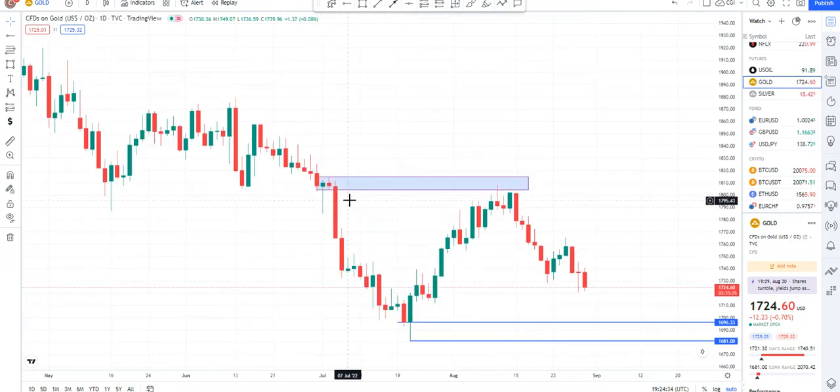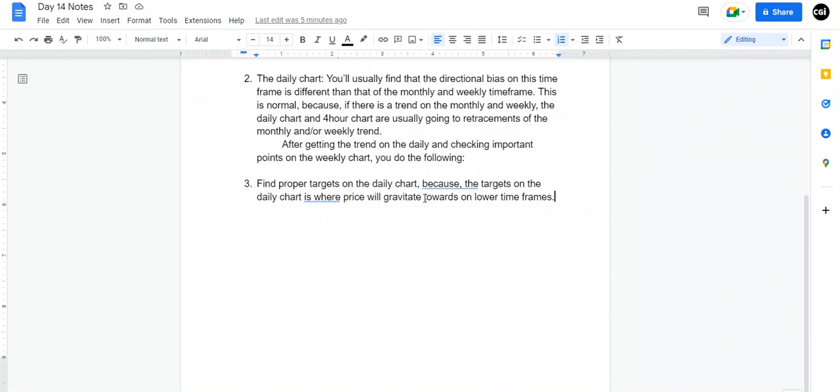So now we are done with this step. Find proper targets on the daily chart, because the target on the daily chart is where price will gravitate towards on lower time frames. So mark out key reference points.